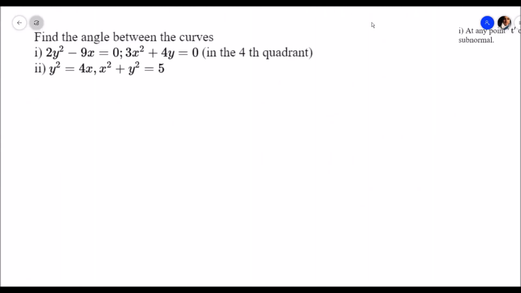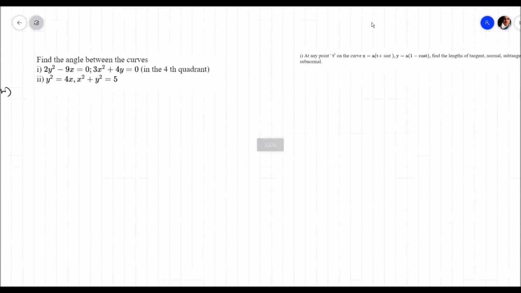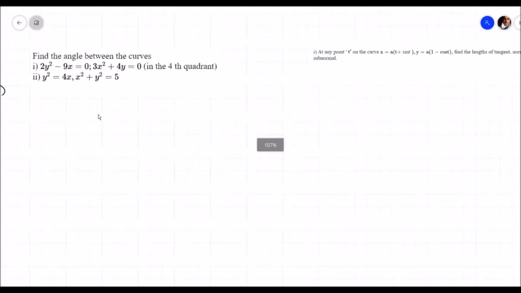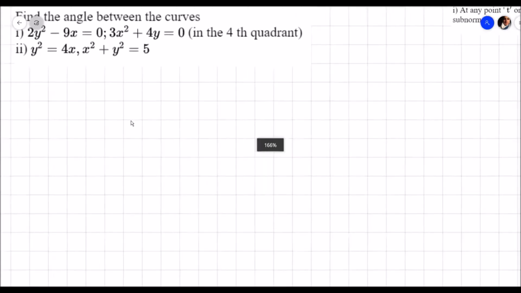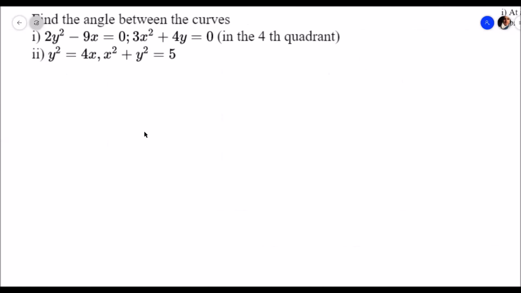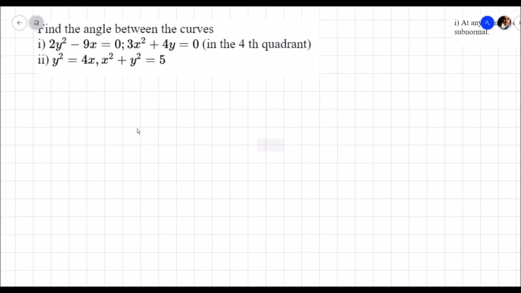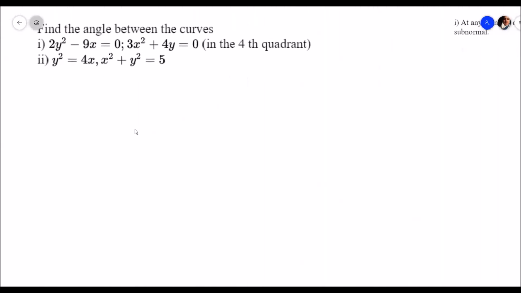Next problem. Find the angle between the curves. Let me do the first bit here. Find the angle between the curves 2y square minus 9x is equal to 0 and 3x square plus 4y is equal to 0. So in order to find out the angle, I first need to find out where they are meeting. So for that, I will just write this equation.